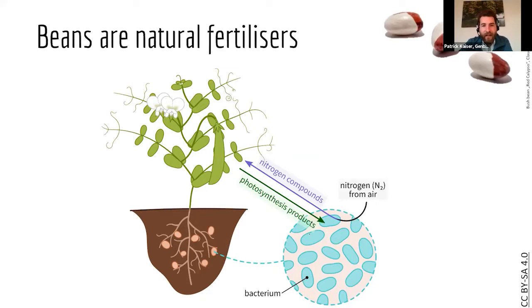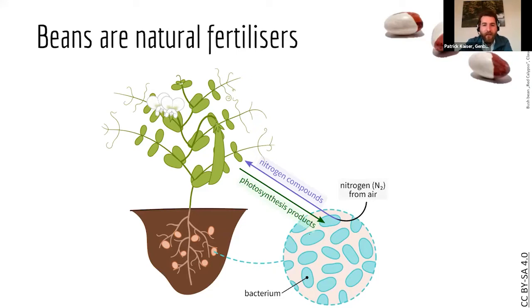They work as a natural fertilizer, as they have a symbiosis with a bacterium living on the roots of the legumes. In exchange for photosynthesis products, it's fixing nitrogen components from the air, and therefore is fertilizing the ground and giving nutrients to the plants. And it's a great chance to get away from chemical fertilizers, to grow more legumes, to increase the soil fertility.